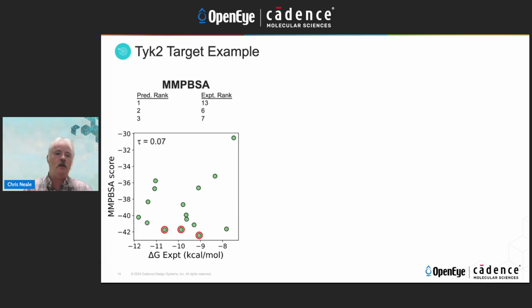This is the non-receptor tyrosine kinase 2 protein target. And now each point is a ligand. So horizontally, it's the experimental affinity. Vertically, in this case, it's the single endpoint MMPBSA score. And I've circled the 3 ligands which would come out at the top of the ranking if one were to use MMPBSA to decide which ligands to make. And what you can see is the Kendall's tau here is basically 0. Those 3 ligands that we might make are distributed across a wide range of experimental affinities. In this case, this isn't a very useful method for identifying molecules to make and test.